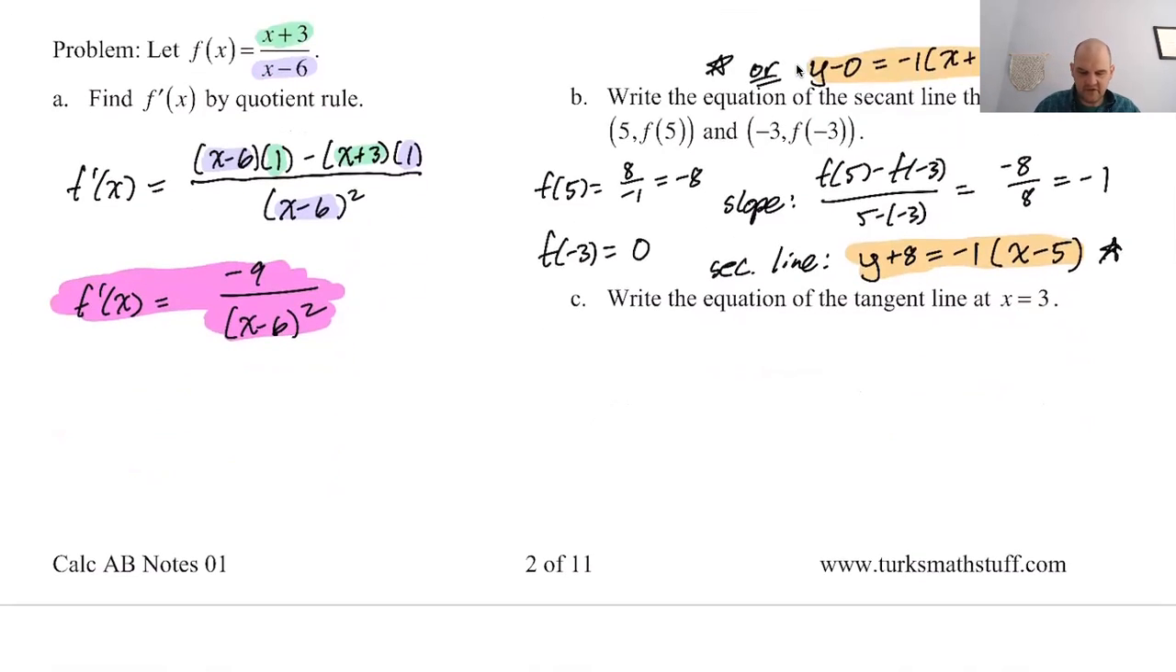Which is an overlooked thing, I think, in Algebra 1. Write the same line in point slope form like 55,000 ways. They're all going to reduce down to the same thing. It doesn't matter which version.